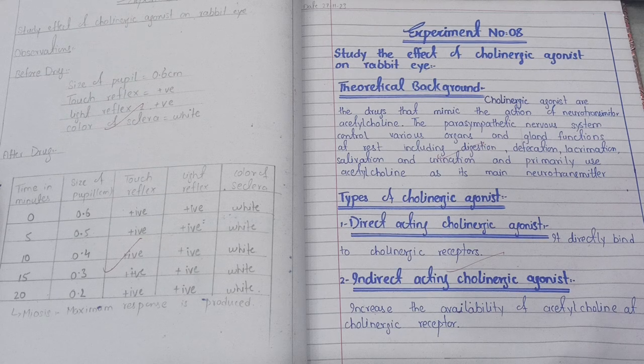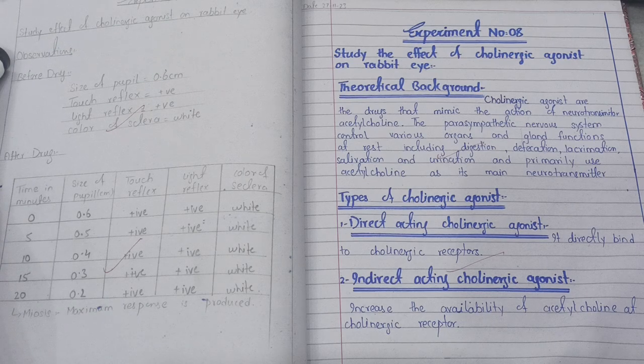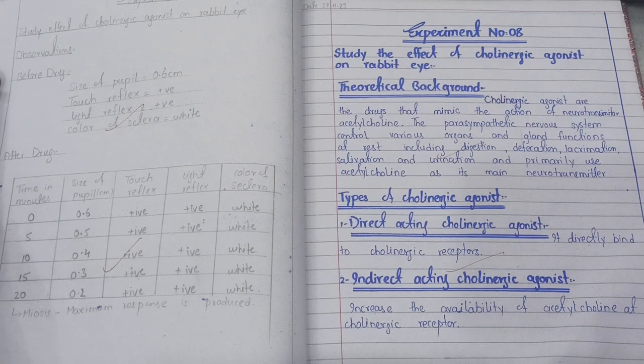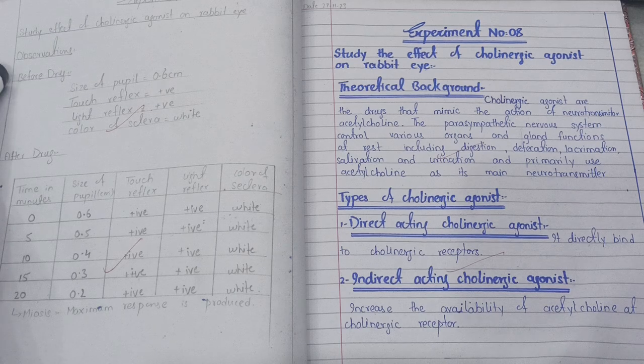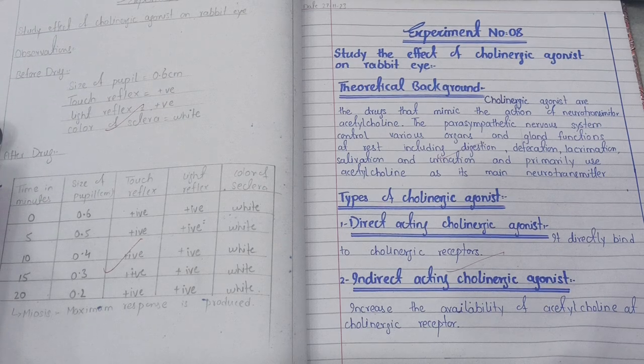So as you have seen in the pencil work, as I have drawn here, first of all, observations: you will give the heading of two observations. First, before the drug, and second is after the drug. Before the drug or after the drug means what happens to the rabbit before applying the drug, or what happened to the rabbit after the drug application.